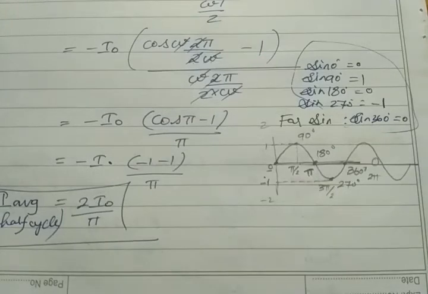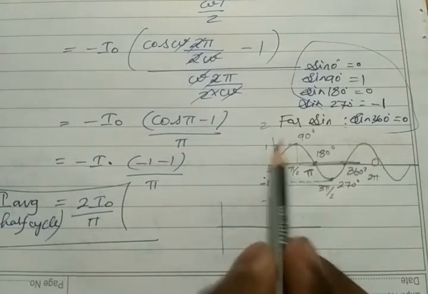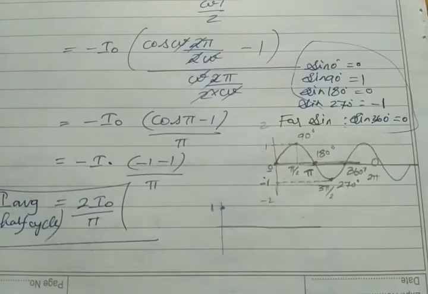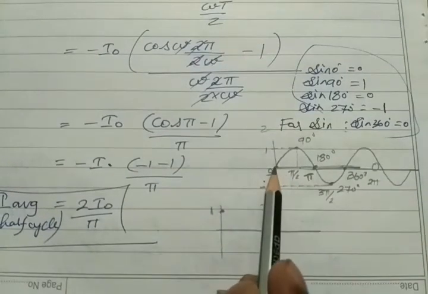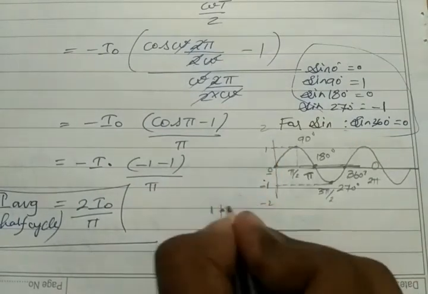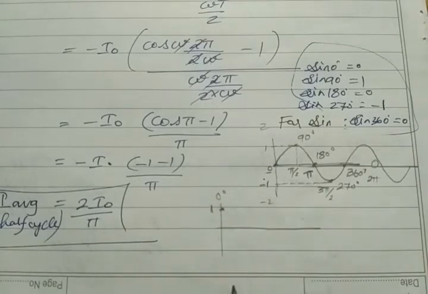For cos, we know the value of cos 0 will be 1. So the graph itself starts from here. For sine it starts from 0 because sin 0 is 0, but for cos it starts from 1 because the value of cos 0 is 1. After that, the cos value will reduce when we increase the angle, or when we increase the time. So it will reduce like this.